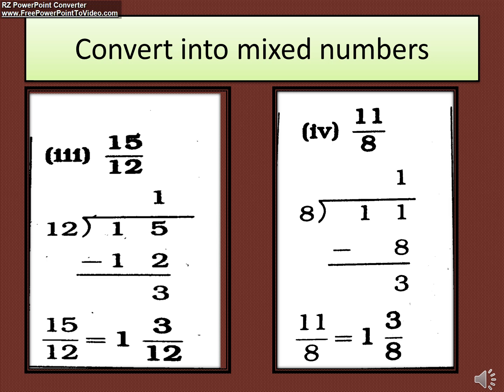So, what is our formula? QRD. Quotient is 1, so it will become a whole number. What is the remainder? 3. So, 3 will become a numerator. The denominator will remain the same. So 11 upon 8 is equal to 1 plus 3 upon 8. I hope students you have written the thing and you have taken the screenshot.